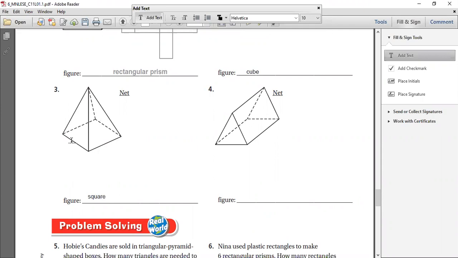Next you have to decide, is it a pyramid or a prism? Look at all the lateral faces. This is a triangle, this is a triangle, this face is also a triangle, and this face is also a triangle. So all the lateral faces are triangles. Which figure has all lateral faces as triangles?